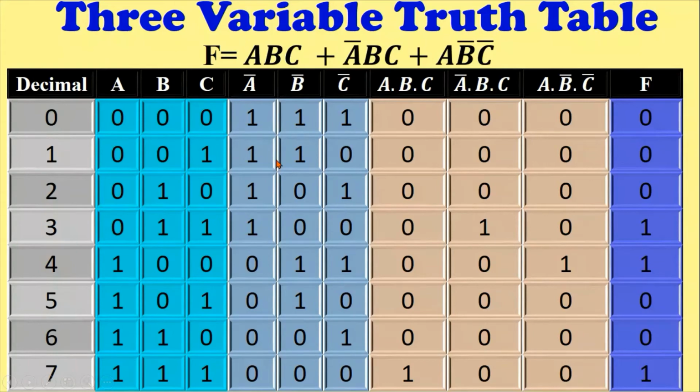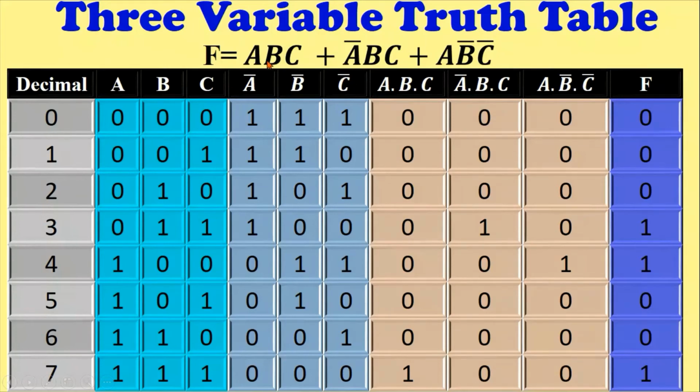In the B complement column, the value of B is 0, so you take the complement and you get 1, and again 1, and this is 1, so you will have 0. Same like that in the C complement column, you have to take the value of C. The first value of C is 0, so the complement or inverter of C will be 1, and again this one is 1, so it will be 0. So 1, 0, 0, 1, 1, 0. Same like that, you have to fill the complement columns.